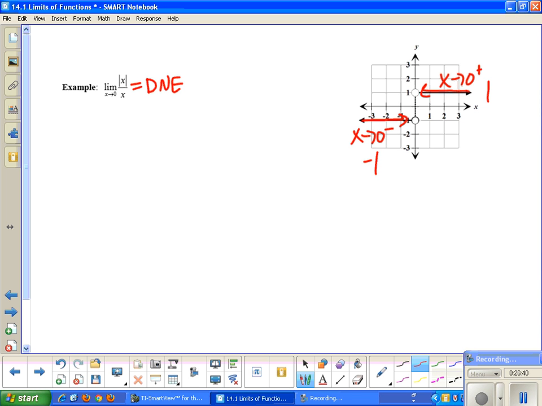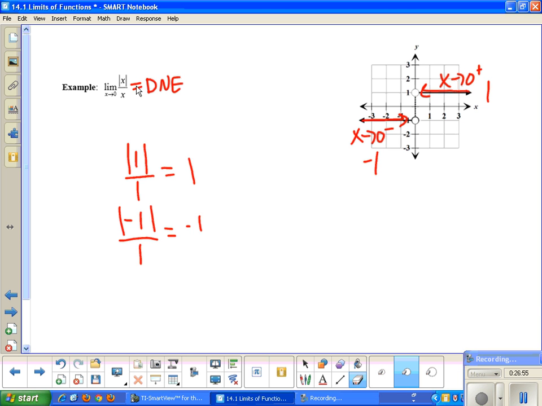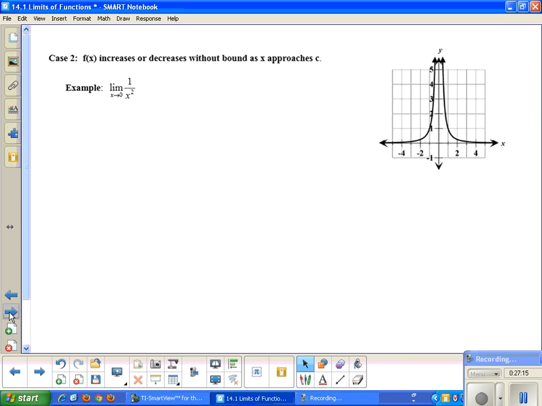And the reason you can kind of tell is because, remember, if I plug 1 into this equation, the absolute value of 1 over 1 would just be equal to 1. If I plug in -1, the absolute value of -1 over -1 would be equal to 1 over -1, which is equal to -1. So any of our negative values will always have this negative in the denominator. So as we approach 0, we're going to get closer and closer to -1 for the left side and to 1 for the right. And again, because it's approaching two different values, that is why the limit does not exist.